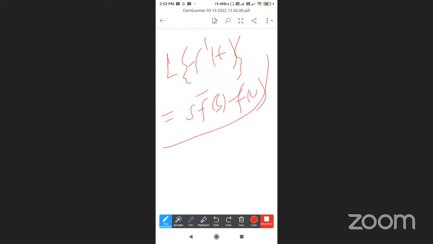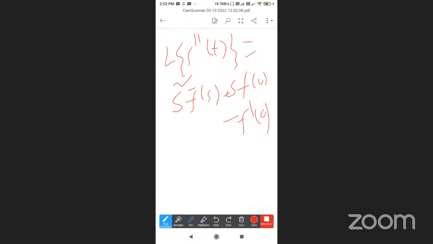This is the first derivative formula. It is not given with a proof, but it is applied in problems. And then there is the nth derivative formula also. Now the second derivative formula: Laplace transform of f double dash of t is equal to s square into f bar of s minus s into f of 0 minus f dash of 0. This is the first one.